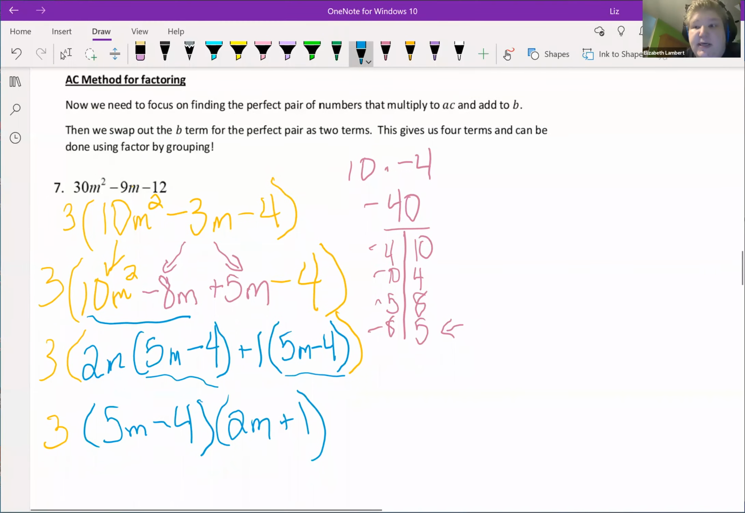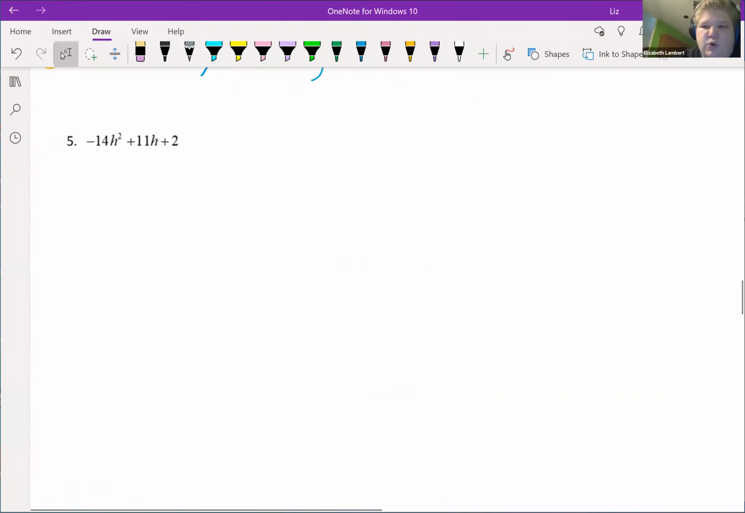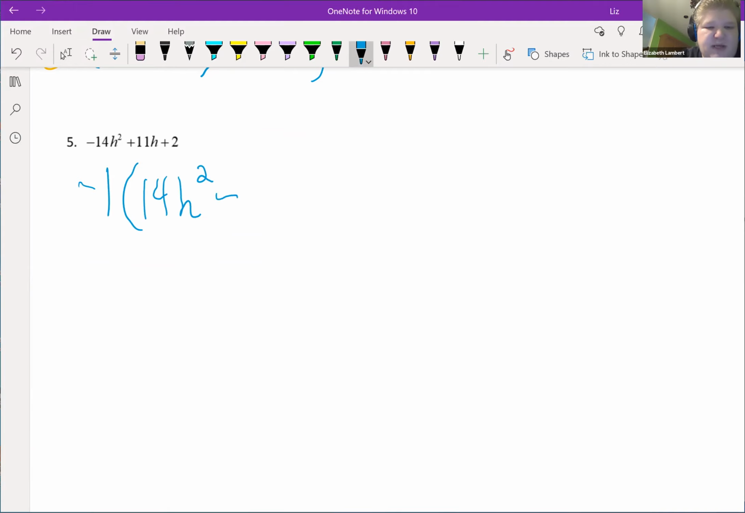All right, so let's take a look at the next one that I moved because it was being silly. So we have a negative squared term. We don't factor with negative a's. So we're going to factor out that negative. So it changes the signs. What was positive is now negative. And then we're going to figure this one out. So our a times c again, 14 times a negative 2 is a negative 28.